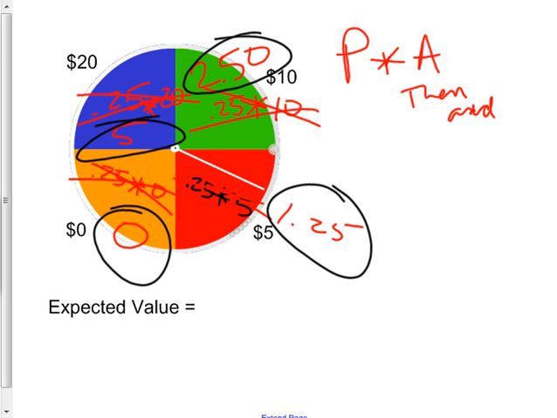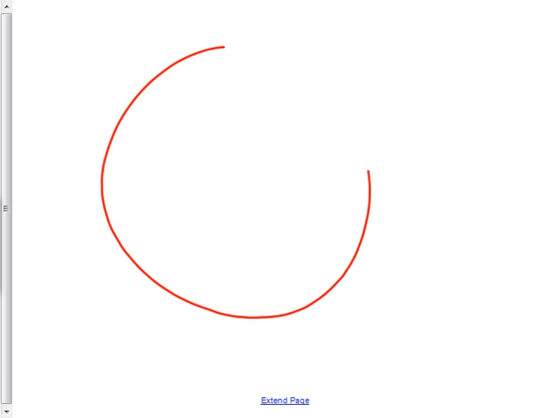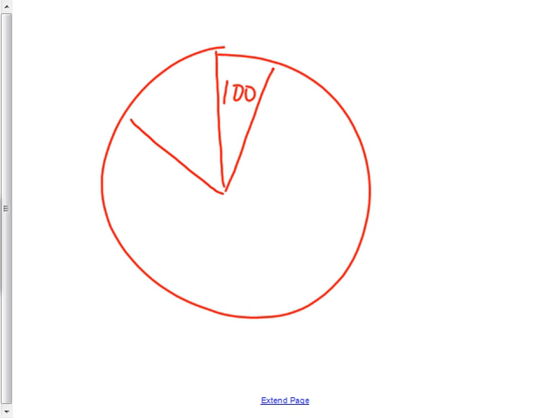Now, 8.75, if you had a good gut feeling about taking an average, in this case that worked really well because every section was equally likely, right? What if my wedge had looked like this? 100 bucks. 0.